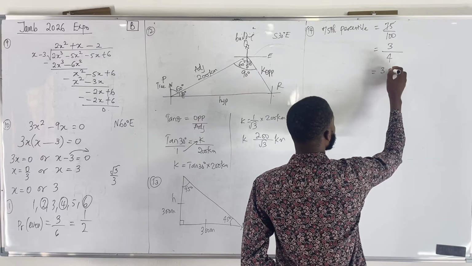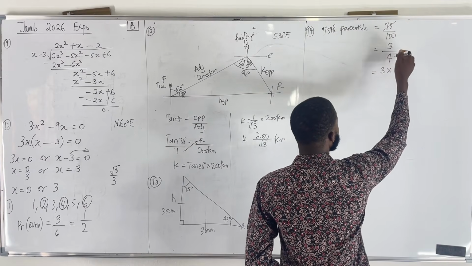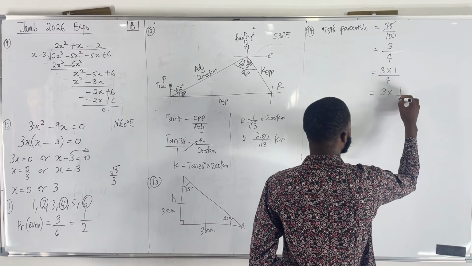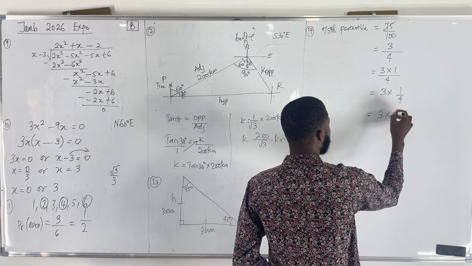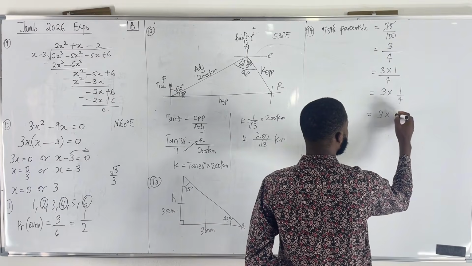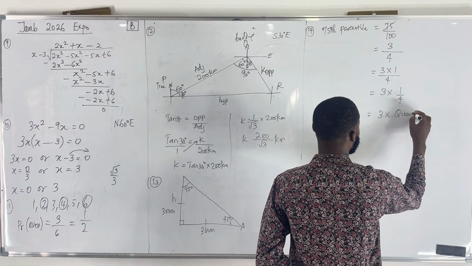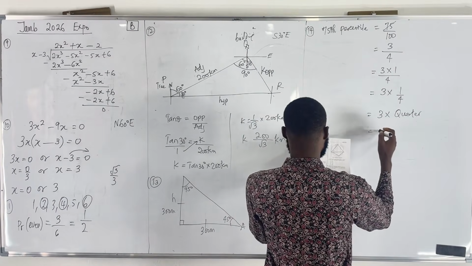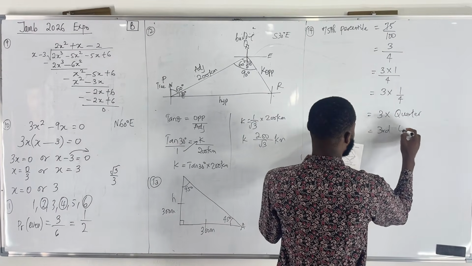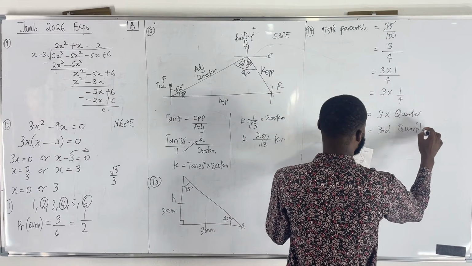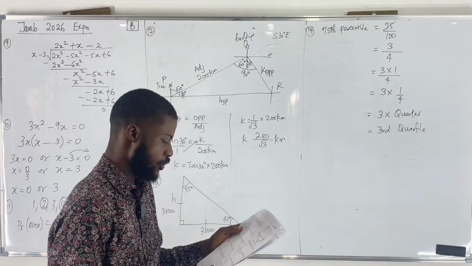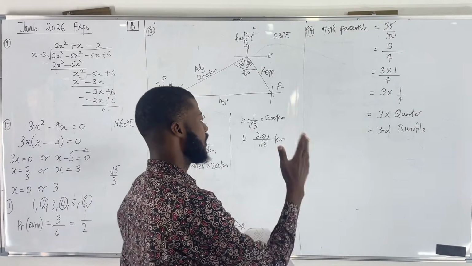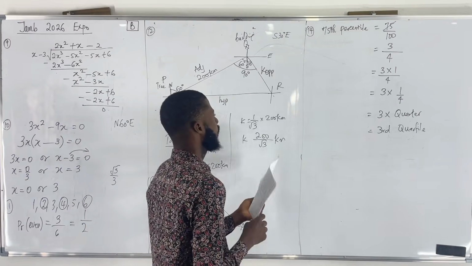So this will become 3 times, you could write this as 3 times 1 over 4. So this very 1 over 4 you see here is a quarter of something. So this will be the same thing as the third quartile. So that will be the answer to that very question. It's going to be the third quartile. Okay, question 15.